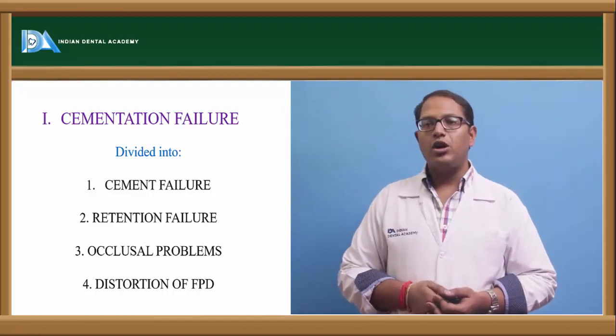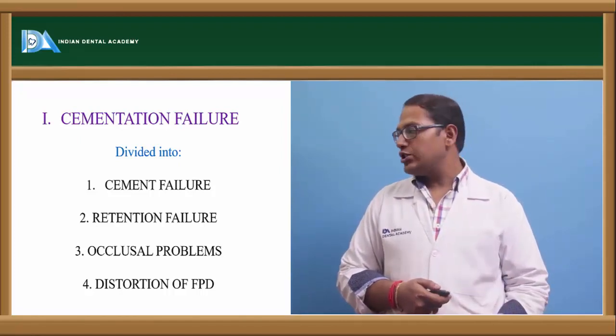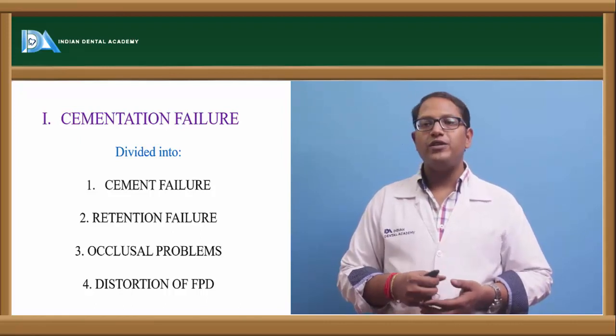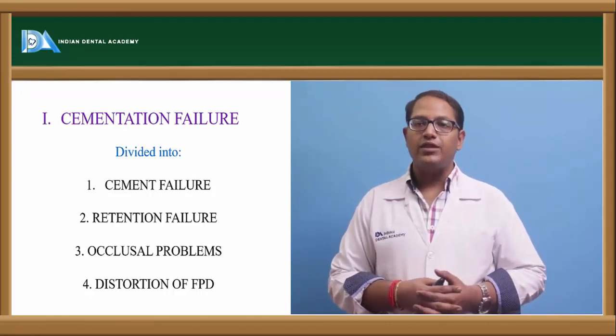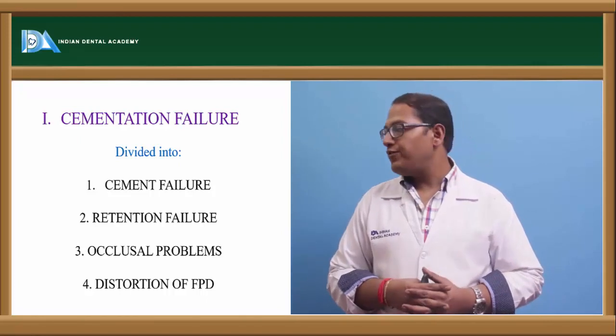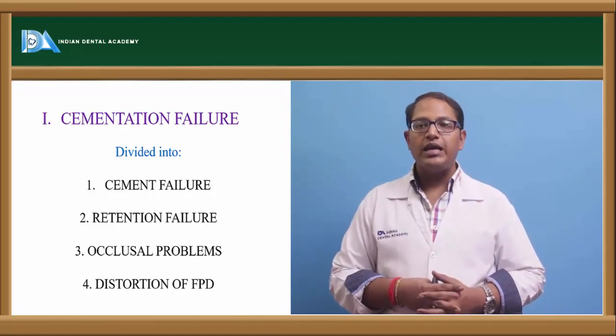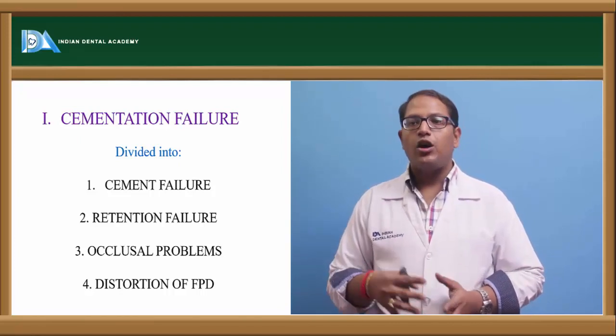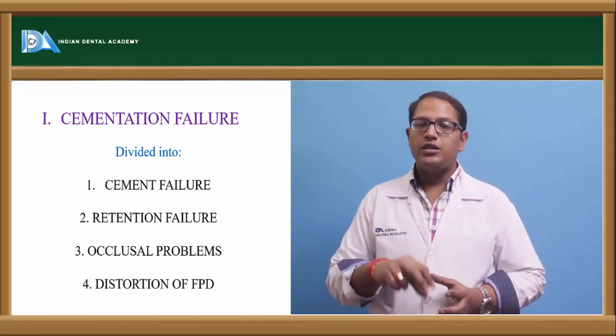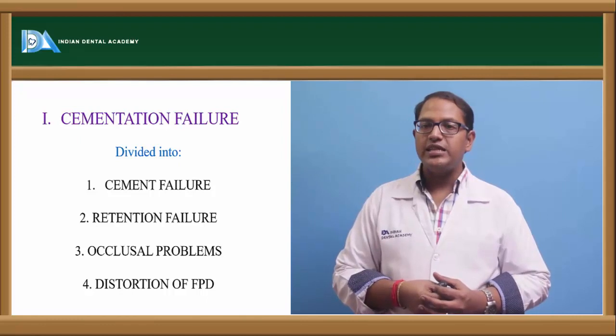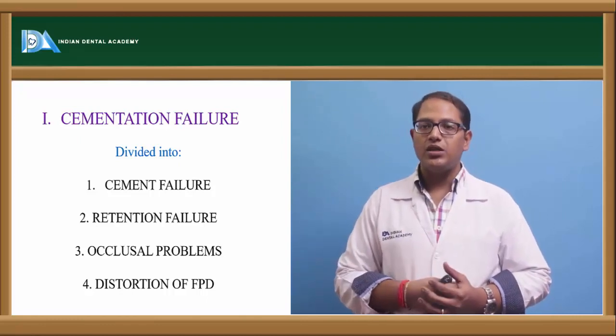Now coming to distortion of the FPD, we have to check the marginal integrity of the patient. So what are the causes for failure in the marginal integrity? It can be bending of the FPD in the wax stage, or removal from the die, or the sprue stage or investing stage. Incomplete casting can also take place.